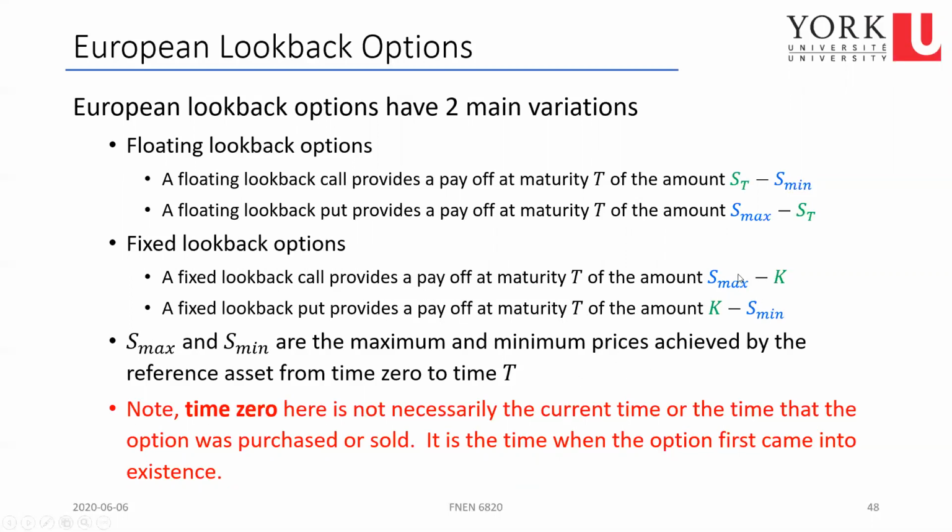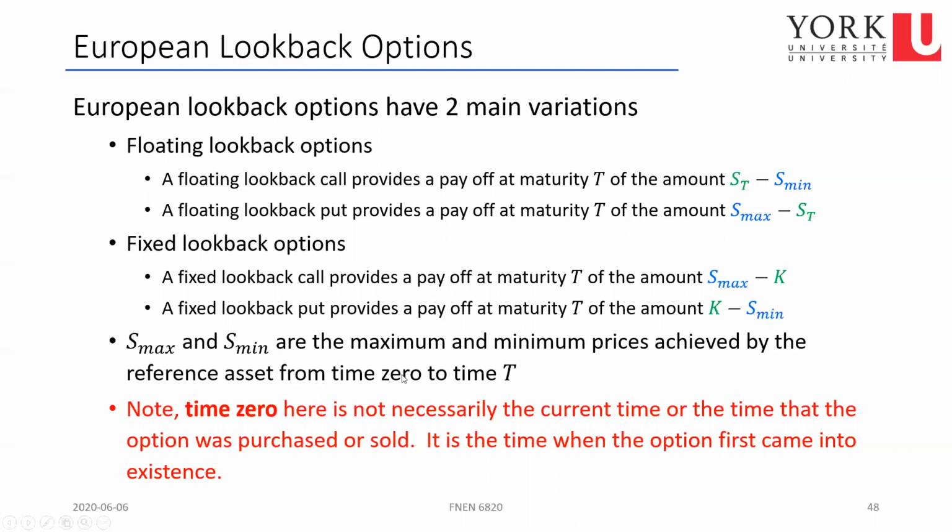Now, to calculate the max or min, you really need to know which history is under calculation. So usually the max and min are the maximum value or the minimum value of the stock, or some reference asset, from time 0 to time t.